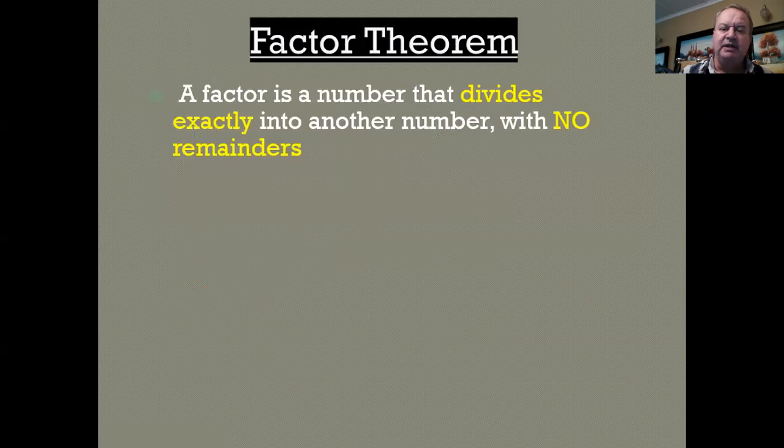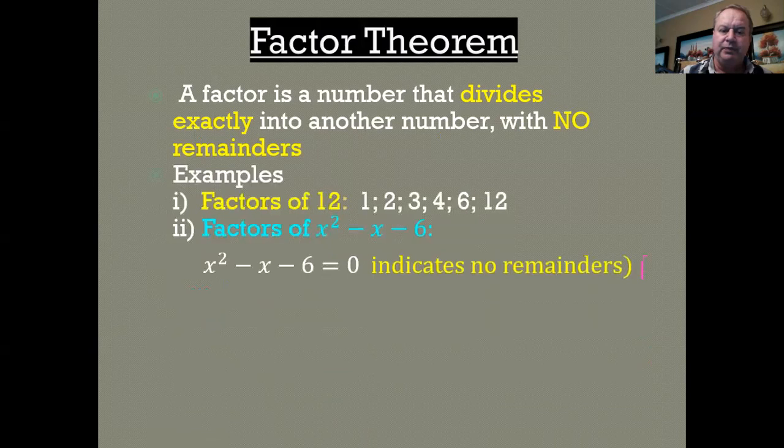A factor is a number that divides exactly into another number with no remainders. For example, what are the factors of 12? 12 divided by 1 is 12. 12 divided by 2 is 6. 12 divided by 3 is 4. 12 divided by 4 is 3. 12 divided by 6 is 2. 12 divided by 12 is 1. Every time 12 gets divided by each of these numbers, the answer is a whole number. There's no remainders. So 1, 2, 3, 4, 6 and 12 are factors of 12 because the remainder is 0.